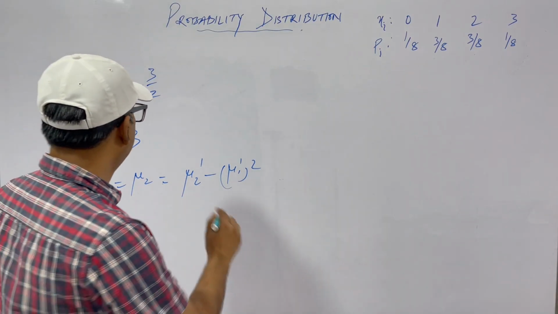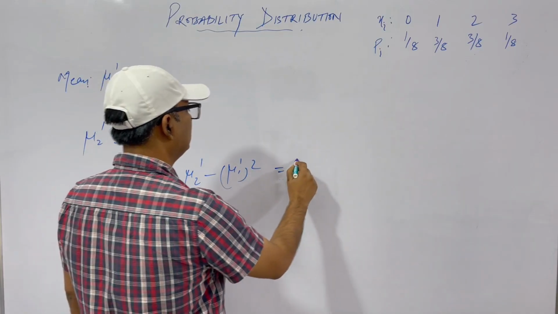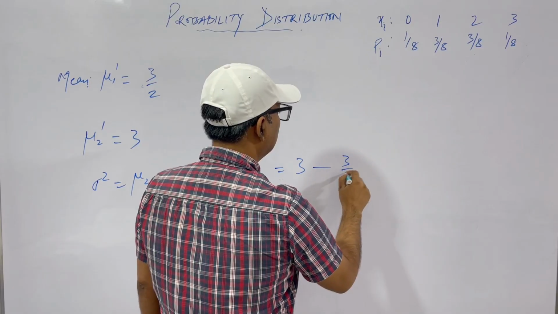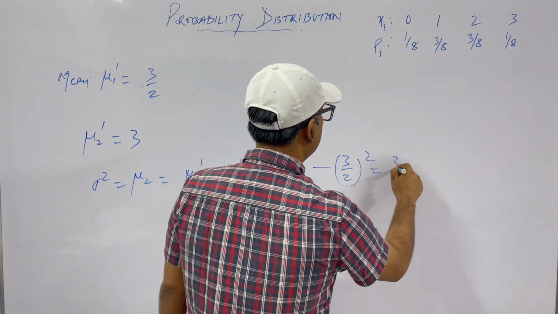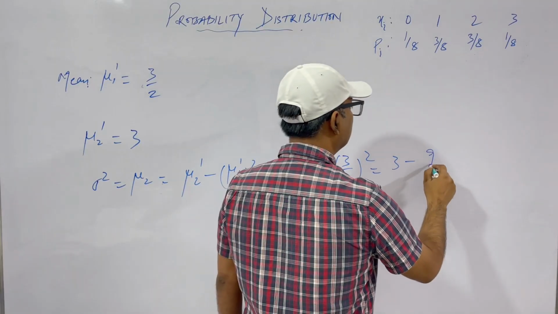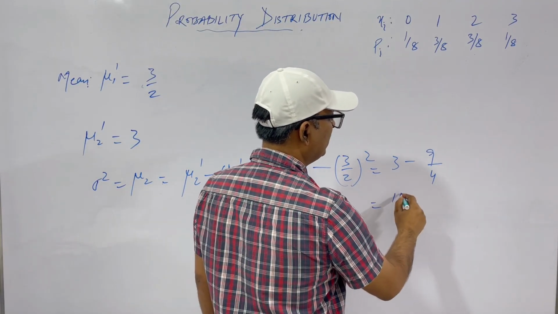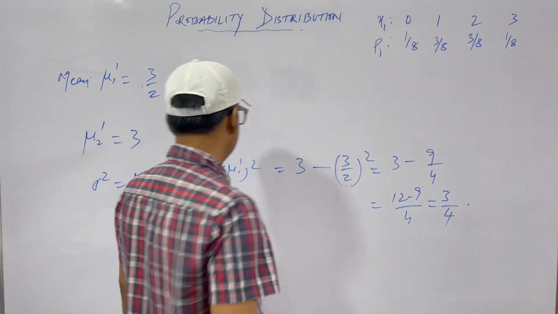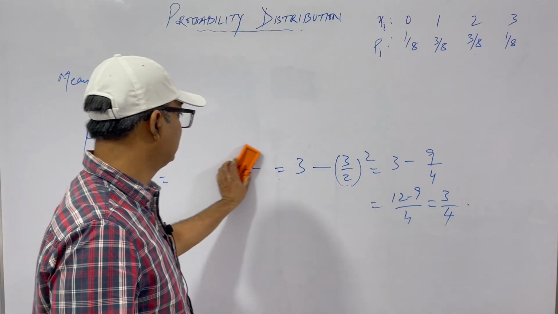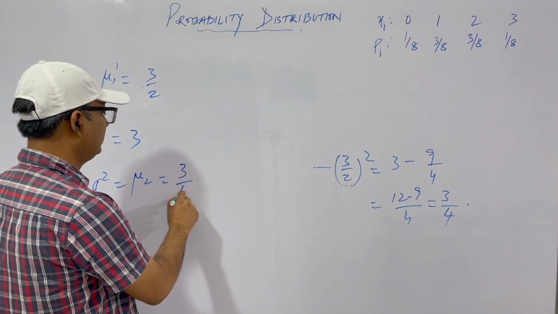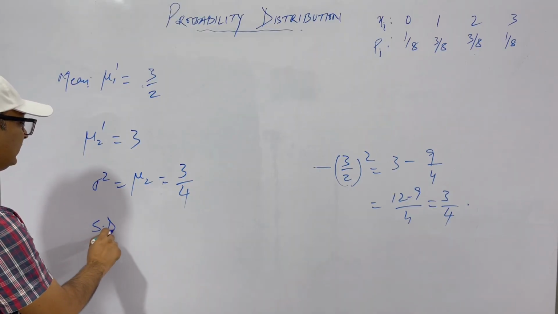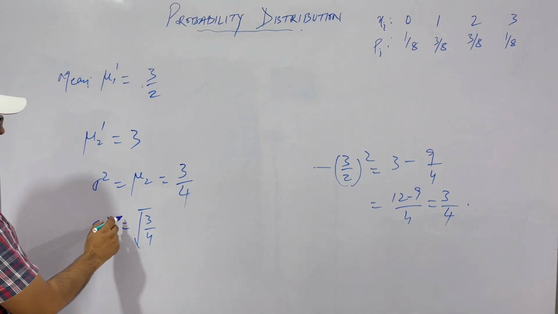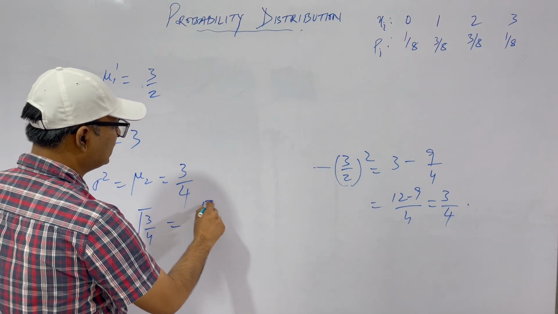So now let's put it. Mu2 dash is this 3 minus mu1 dash square. Mu1 dash is this 3 by 2 square. So this comes to 3 minus 9 by 4. What is this? 12 minus 9 by 4, and this is 3 by 4. So our variance is 3 by 4. And if you want to know what is the standard deviation, it is root over 3 by 4, because this is sigma, so you can write this as root 3 by 2.